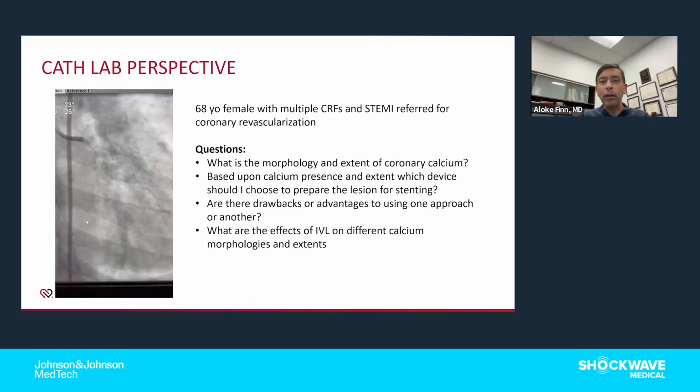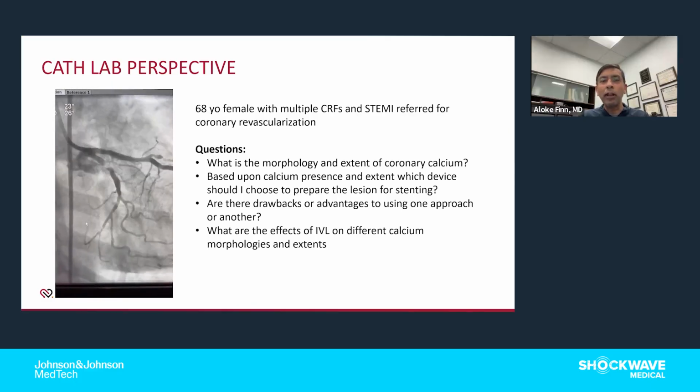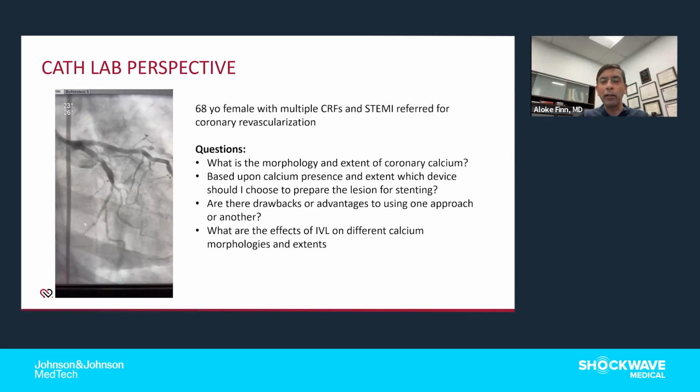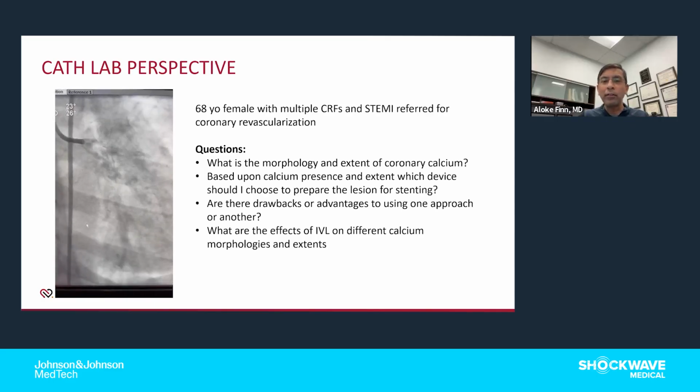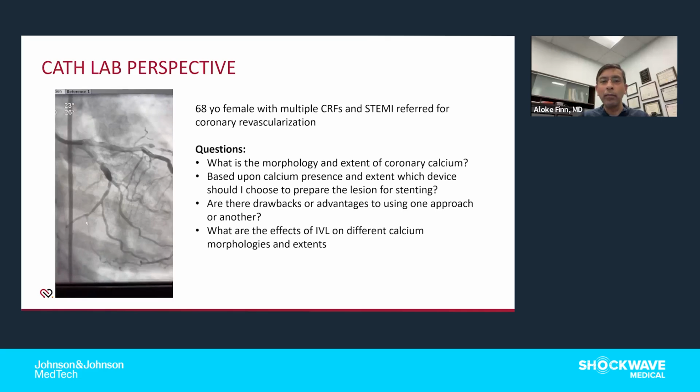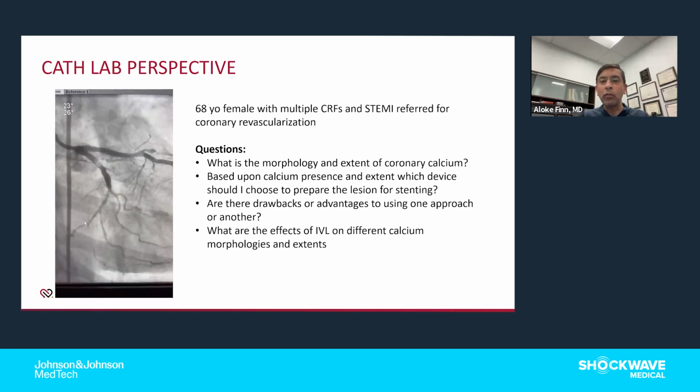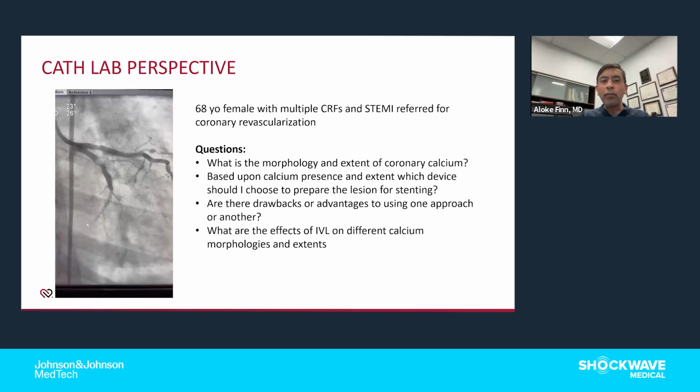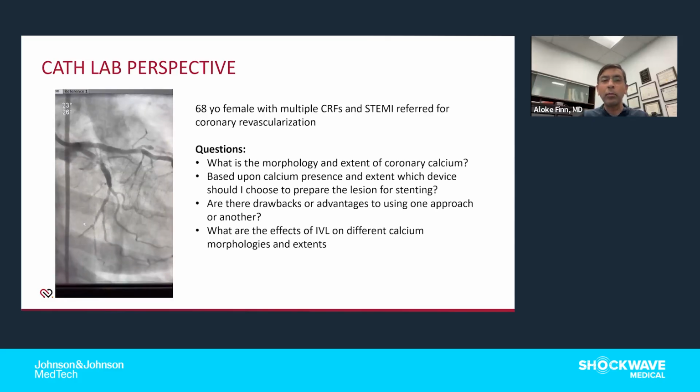And based upon calcium presence and extent, which device should I choose to prepare the lesion for stenting? What is my go-to device in which situation? How do I decide? Are there drawbacks or advantages of using one approach or another? And what are the effects of IVL on different calcium morphologies and extents? Some of the questions that we don't really have good answers for.